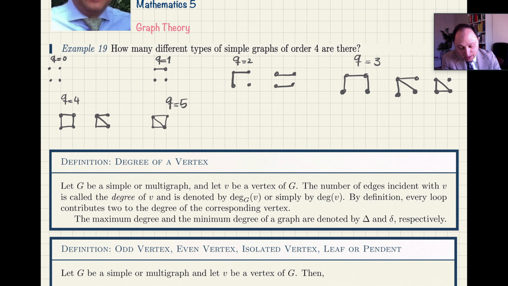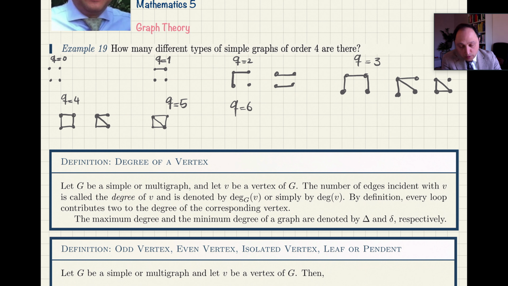So the next one is also very simple. I have a question. Why are you using Q5 if the order is 4 in the question? No, the order is 4. Order means the number of vertices. Oh, Q is the size.